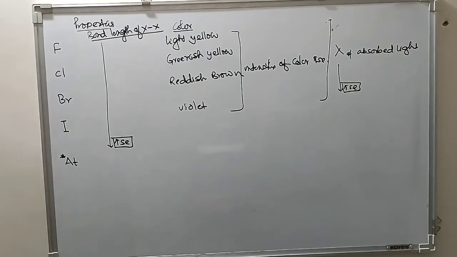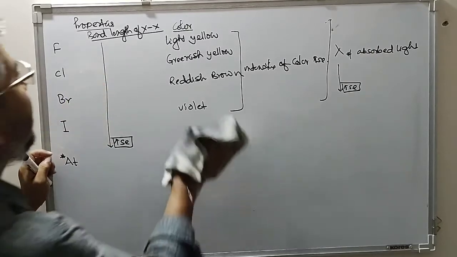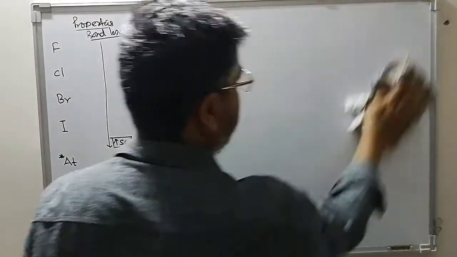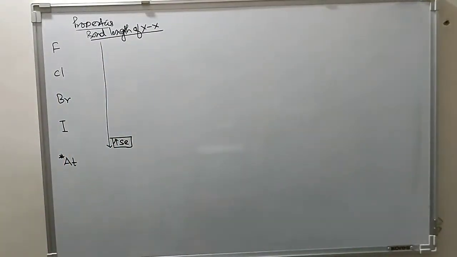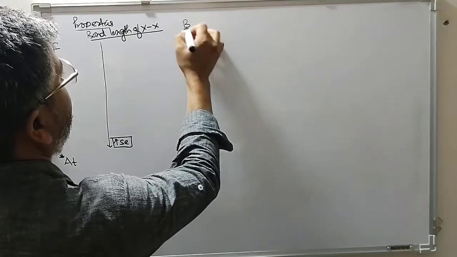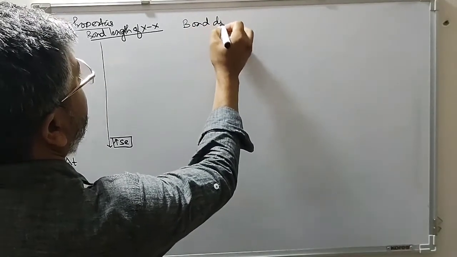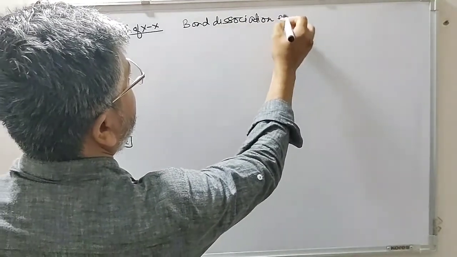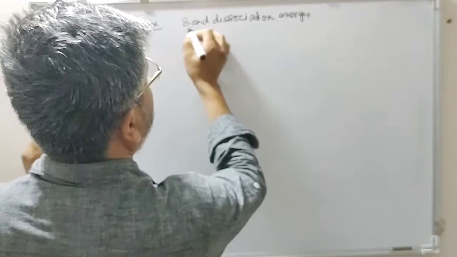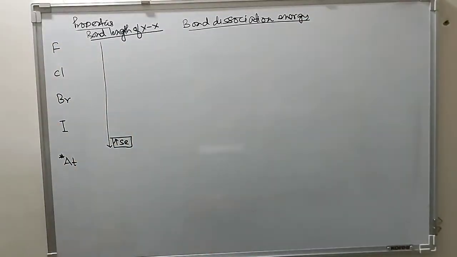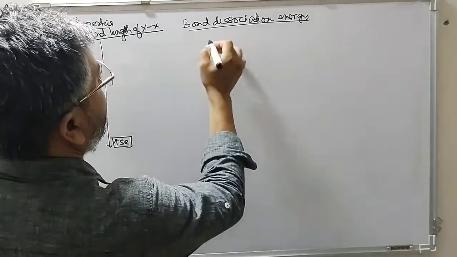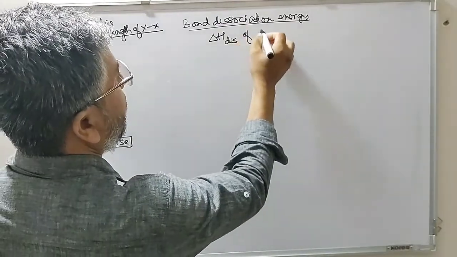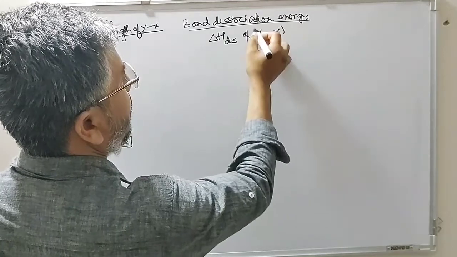Now once we have this bond length, now let's discuss bond dissociation energy. Bond dissociation energy. That means enthalpy of dissociation of XX bond.